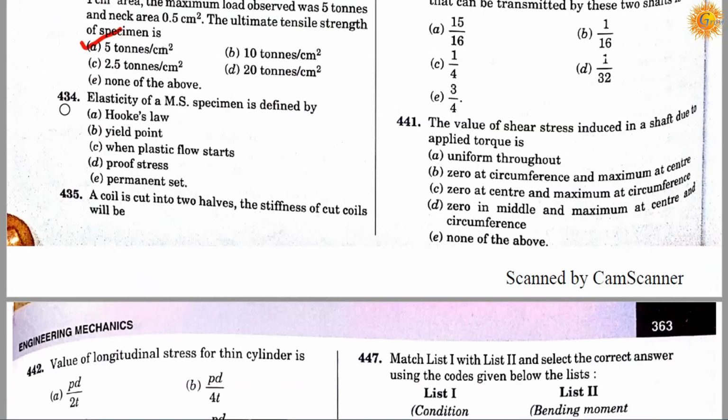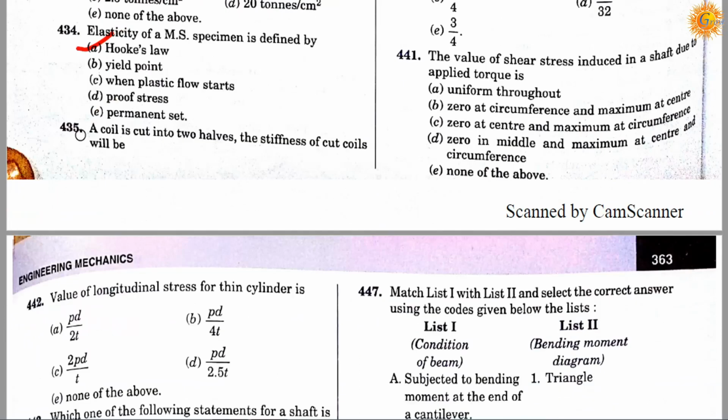Question number 434. Elasticity of MS specimen is defined by option A, Hooke's law, option B is yield point, option C when plastic law starts, option D is proof stress, and option E is permanent set. Correct answer is A, it will be Hooke's law.